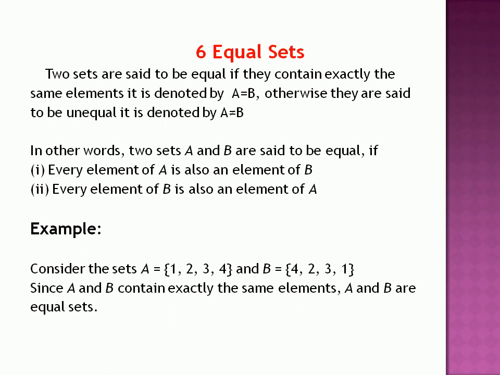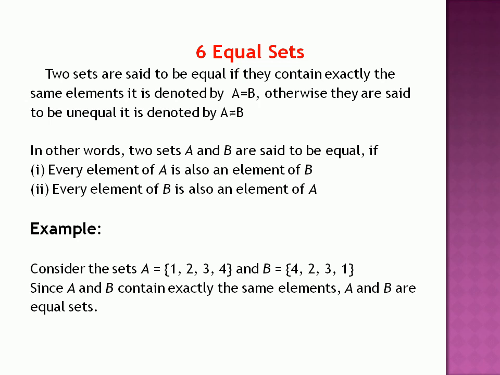It is denoted by A equal to B. Otherwise, they are said to be unequal. It is denoted by A not equal to B. If the sets A and B do not contain the same elements, it means they are unequal sets. In other words, two sets A and B are said to be equal if, first, every element of A is also an element of B. Second, every element of B is also an element of A.